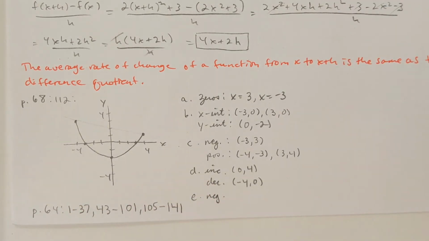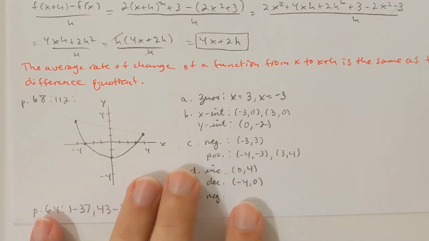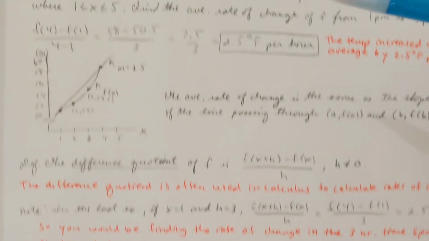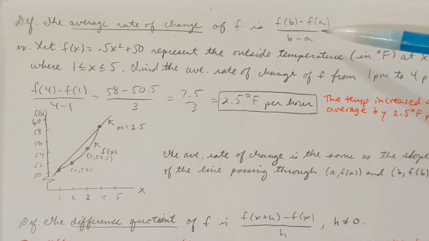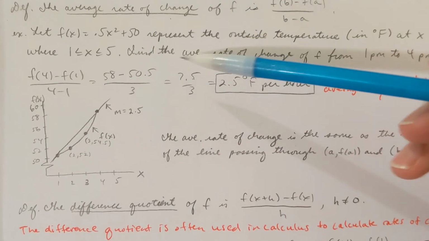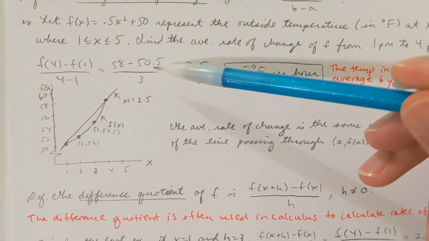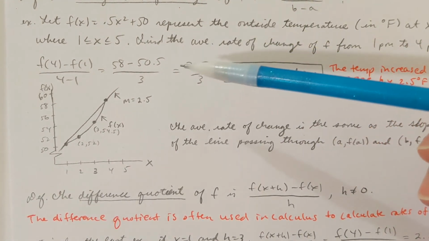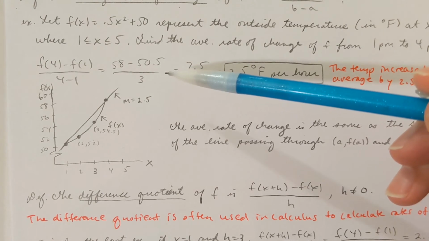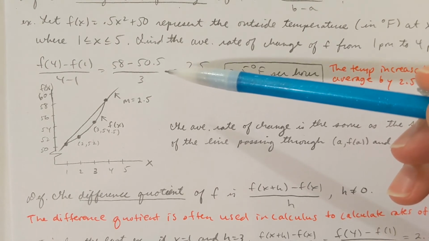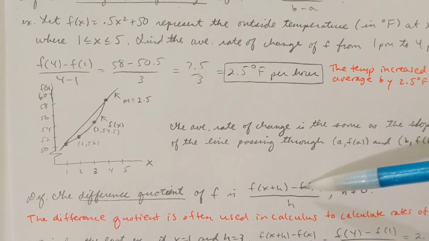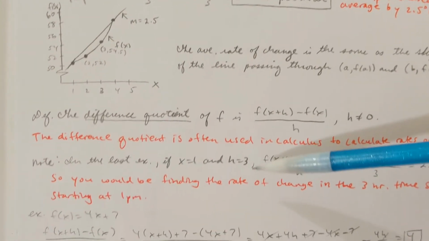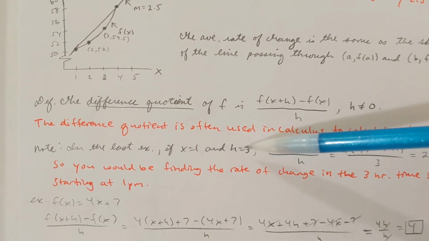Okay, so if I go back to the problem where I was computing an average rate of change, here's the formula for that: f of b minus f of a over b minus a. And I end up getting 58 minus 50.5 divided by 3. Now that would be the same thing that I would get if I were to compute f of x plus h minus f of x over h if x is 1 and h is 3.